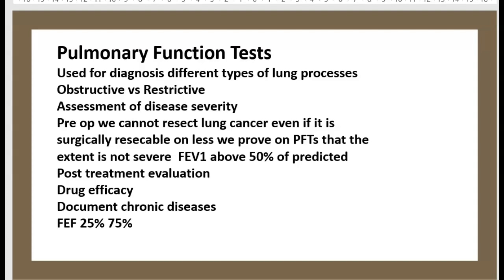We have to do pulmonary function tests as evaluation of treatment, to recognize the efficacy of a drug and to document chronic disease.